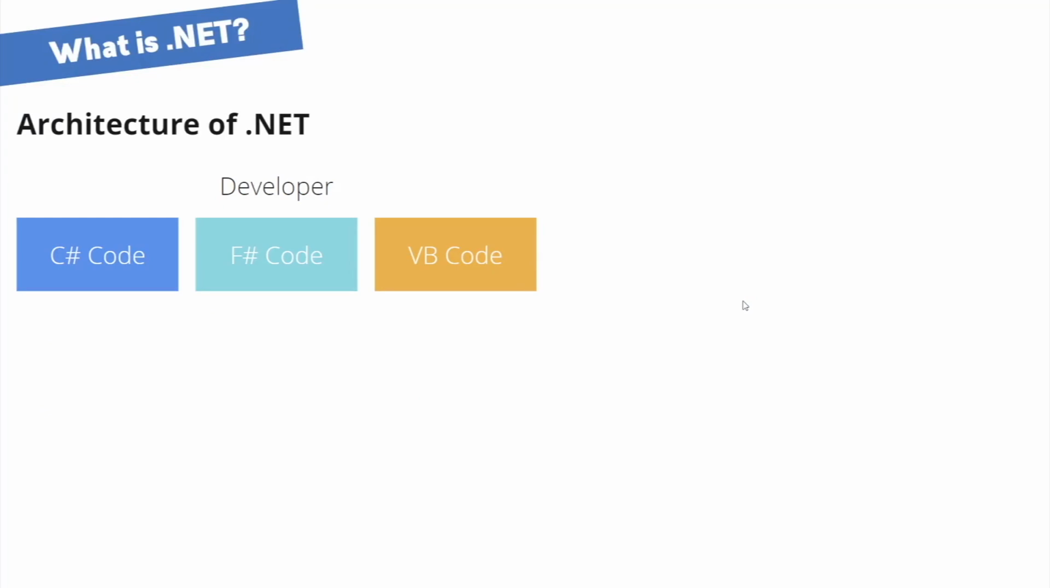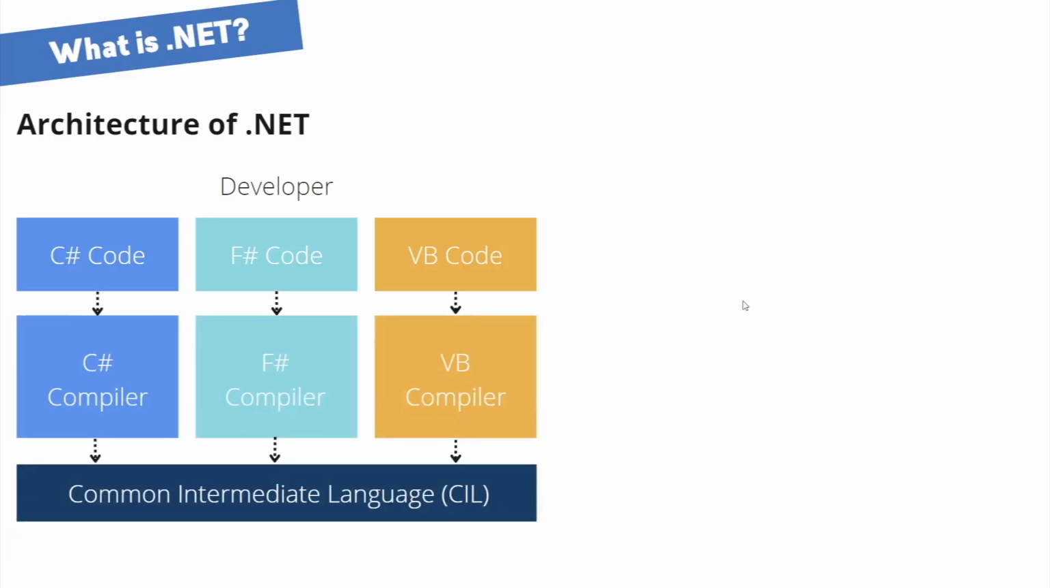Now let's explore the architecture of .NET. This chapter shows how the source code we write can run on the target device. There are many details we don't need to be aware of right now, but we want to understand the fundamentals. As a .NET developer, we write code in one of the supported programming languages. It doesn't matter what language we use, the compiler transforms the source code into a common intermediate language, CIL.